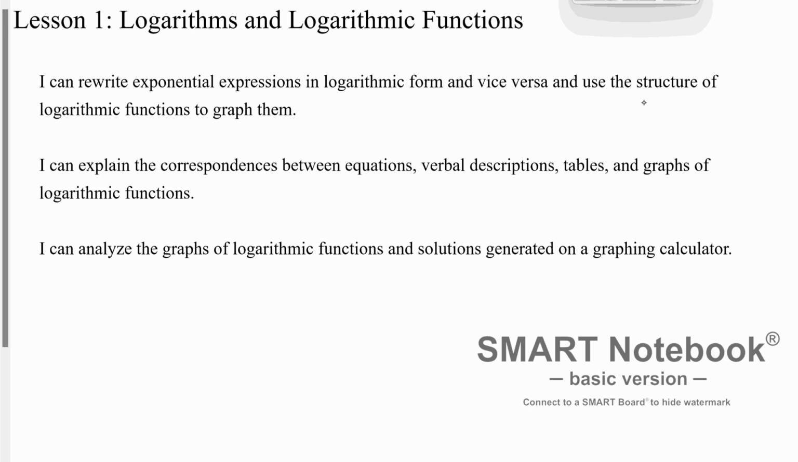Today we're going to talk about logarithms and logarithmic functions. Here are the standards for today that we're going to look at: mostly review and rewrite exponential functions as logarithms, explain the difference between equations, either from graphs or words or tables, and then analyze those graphs of logarithmic functions.